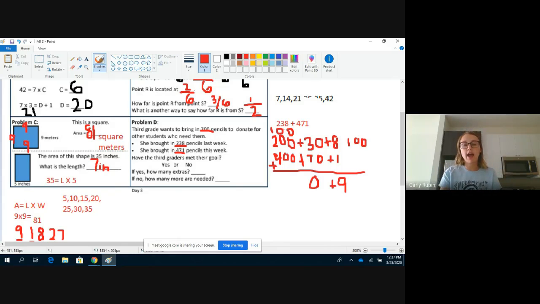And then I can go and add my hundreds, 100 plus 200 plus 400, or you can think of it as 1 plus 2 plus 4, which gives you 7. And then I add my 2 zeros. So I got 709 as my answer for my addition. So have the third graders met their goal? Well, their goal was 700, so yes, they've met their goal. It was 700, they have 709, so there are 9 extras.